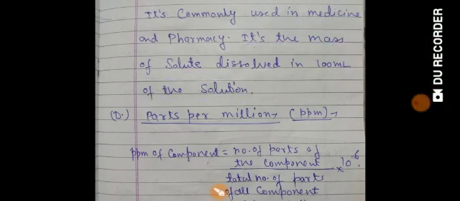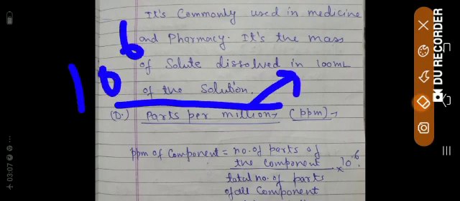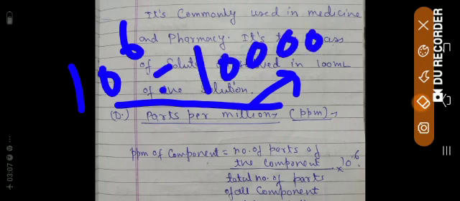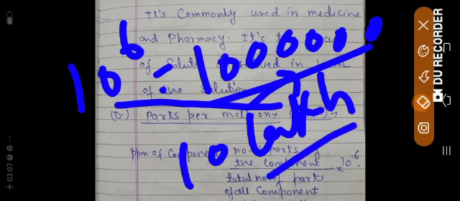Now come to the next one. The next one is parts per million. As 1 million is 10 to the power 6, how many zeros are there? 6: 1, 2, 3, 4, 5, 6. It is 10 lakhs, so 1 million is 10 lakh. If we measure in 10 lakh, it is measured as parts per million.